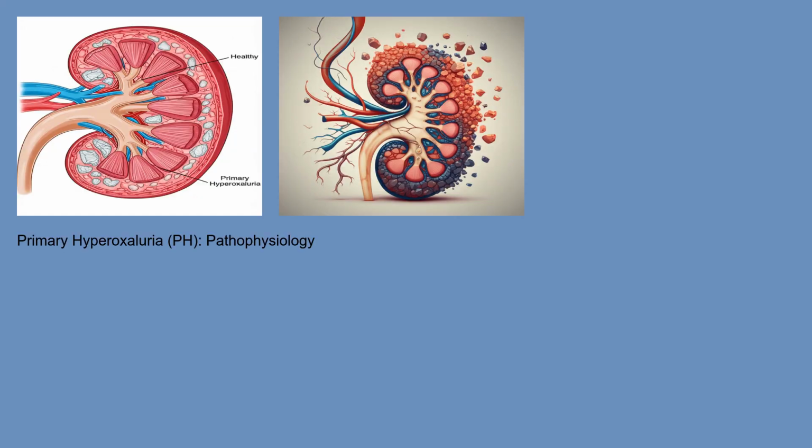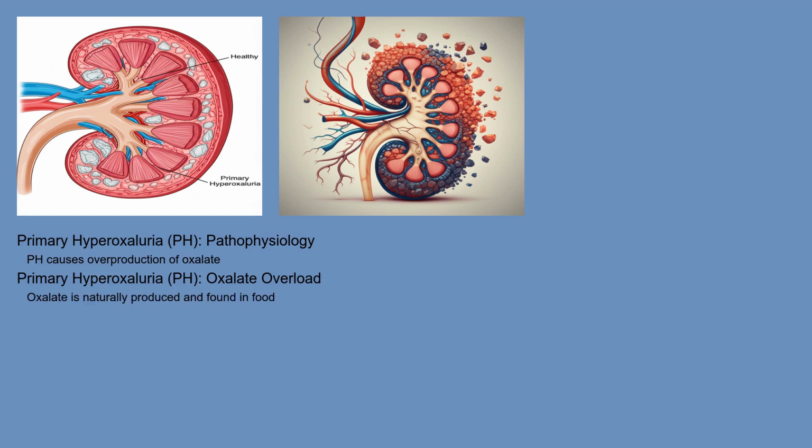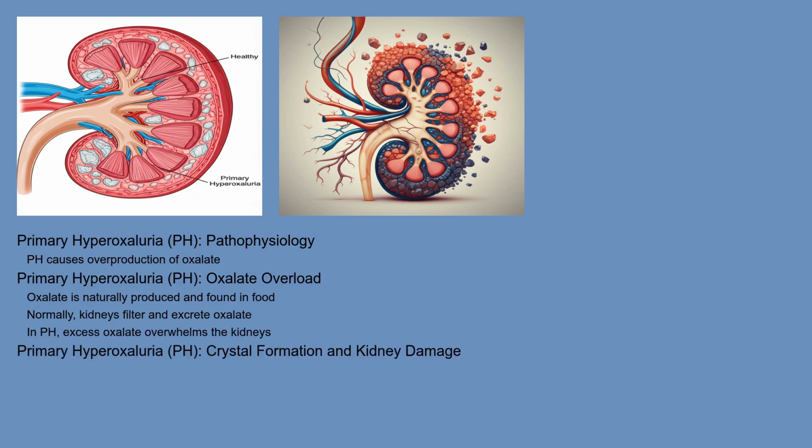Now let's talk pathophysiology. Simply put, PH causes the body to make too much oxalate. Oxalate is a natural substance found in some foods, but our bodies also produce it. Normally, the kidneys filter oxalate from the blood, and it's excreted in urine. However, in people with PH, the excessive oxalate overwhelms the kidneys. This excess oxalate combines with calcium to form calcium oxalate crystals.